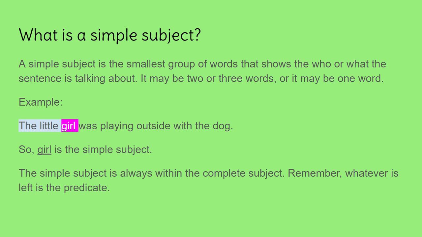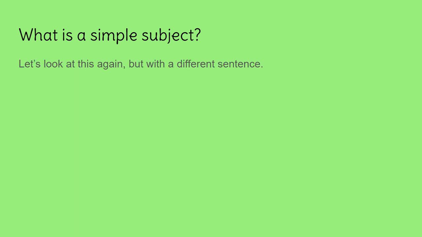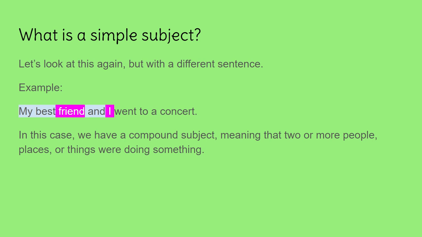It is always contained within the complete subject. So if you find the complete subject, your simple subject will be within that selection, because whatever is left is the predicate. Let's look at this again, but with a different sentence. My best friend and I went to a concert. Who went? My best friend and I. If we narrow this down, there are two separate people doing something. So it is technically friend and I, and it is called a compound subject.